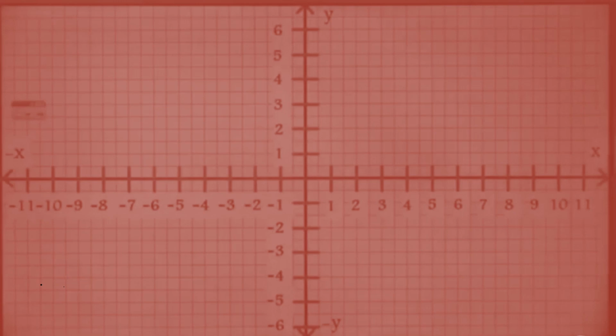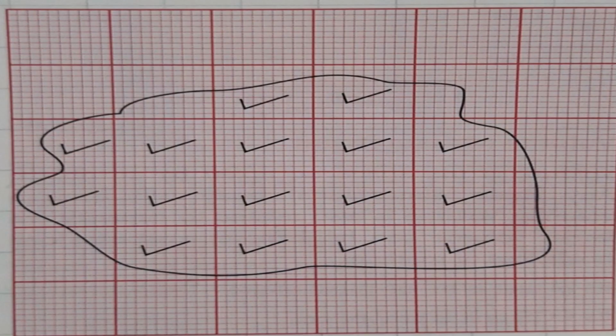We will trace many pictures, likewise we are going to trace the irregular shape on the graph sheet. See, like this, we are going to trace. So after tracing, we are going to count the number of squares which were completely covered by the irregular shape.